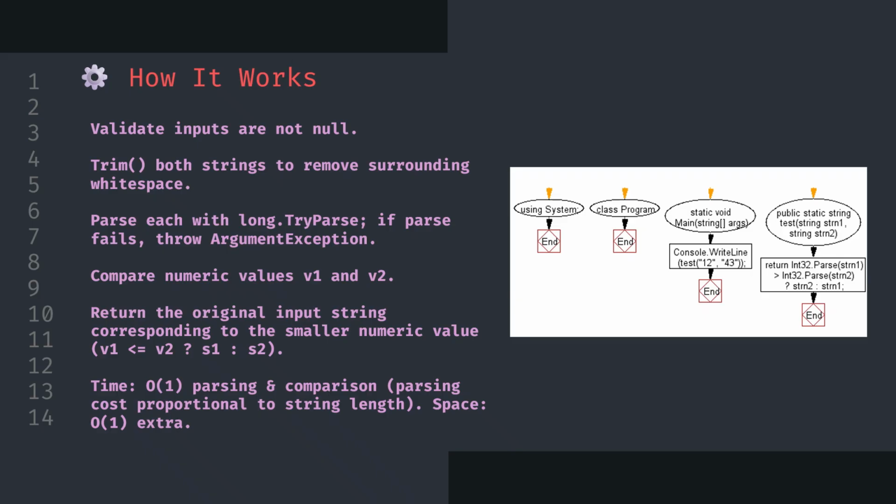This helper uses a tiny linear sequence of steps. The parsing step is constant cost and is proportional to the length of each input string. We deliberately parse to numeric types for correct numeric comparison. So 2 is less than 10 numerically. The function preserves the original string returned, which can be useful when input formatting should be preserved.